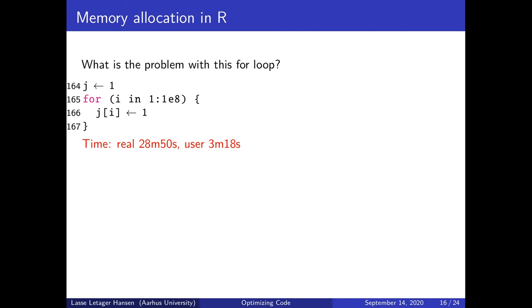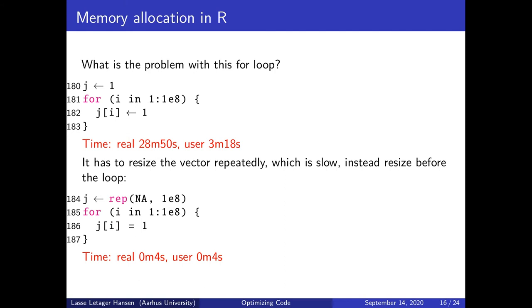So if you instead pre-allocate all the memory, then this goes a lot faster because it only calls for this increment a single time instead of incrementing every time you go through a loop. So you can see here, instead of taking 28 minutes, it takes 4 seconds. So again, if you can allocate things before you do a loop, you should probably do that.